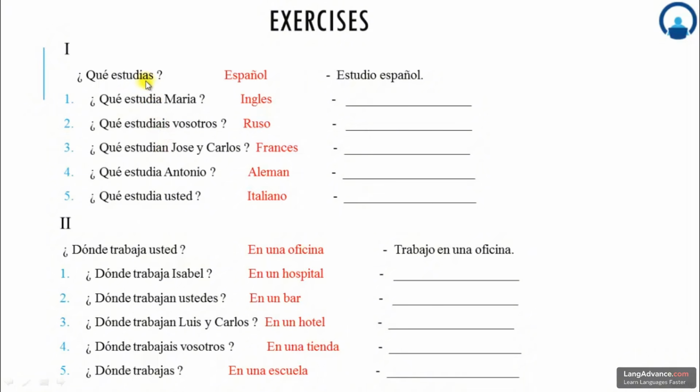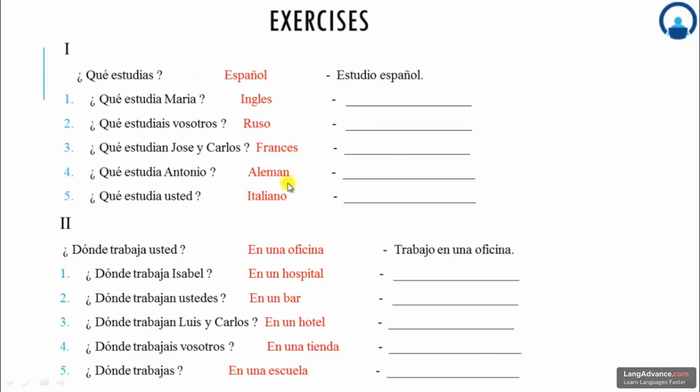So by the ending of these verbs, you have to understand what conjugation is and what it means with the pronoun. So, ¿qué estudias? And this means to study. And the conjugation is estudias that goes with the subject pronoun tú. So here the question means ¿qué estudias? That means what do you study?